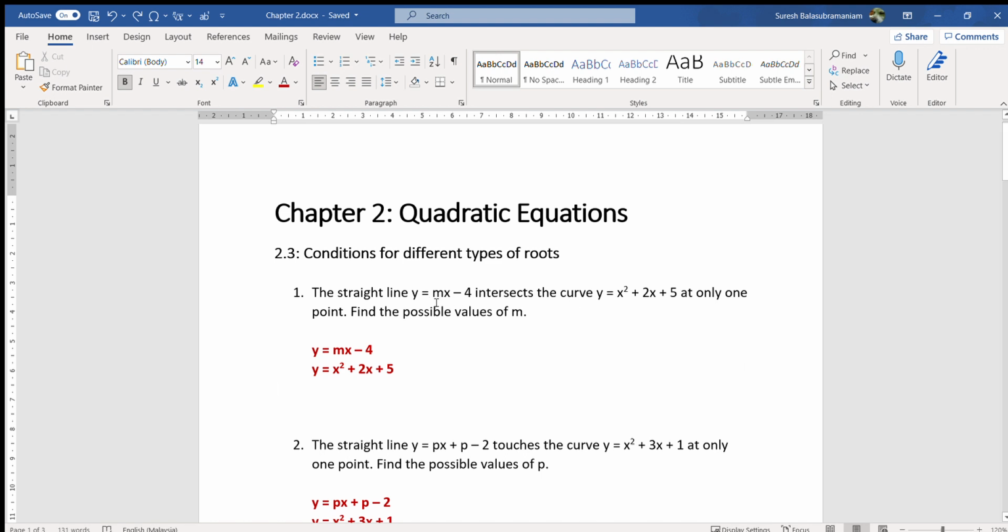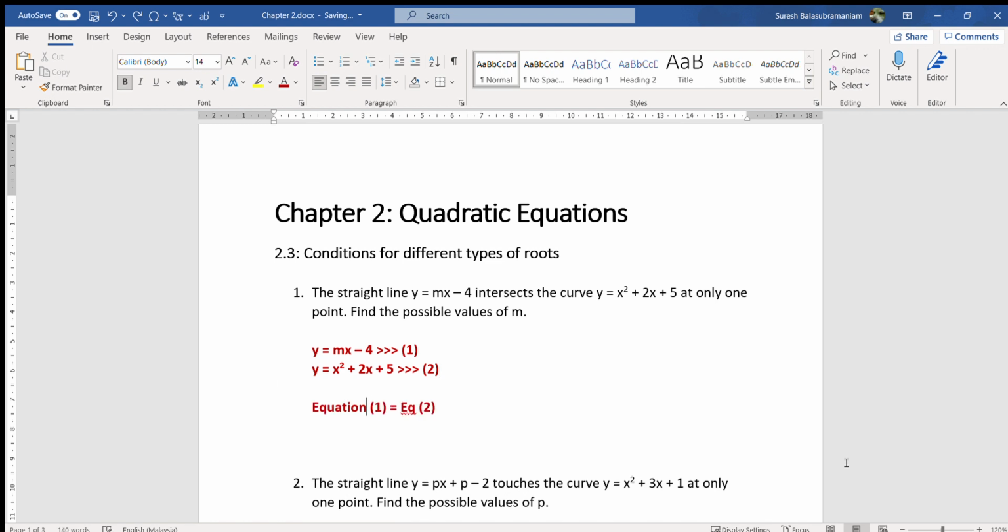Okay, so we have two equations and they intersect at only one place. That means there is only one solution, and they want us to find the possible values of m. So how do we do that? First of all, I will label the equations. The first equation I'll label as equation 1, and the second as equation 2. Then I need to do a simultaneous equation.